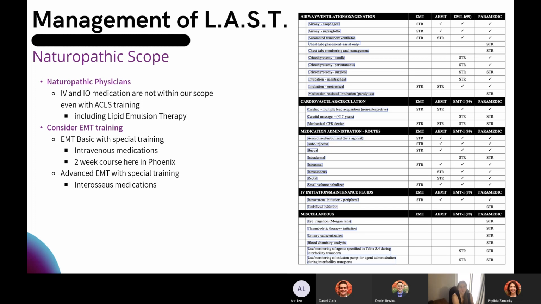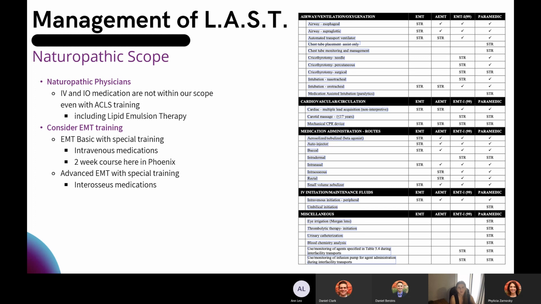And so what do you do if you're not able to do those? And that's kind of why I highlighted some of the IM approaches and other things like that you can do that are within our scope. So even though we can't do IV midazolam, we could offer IM midazolam. So keep in mind those different things.